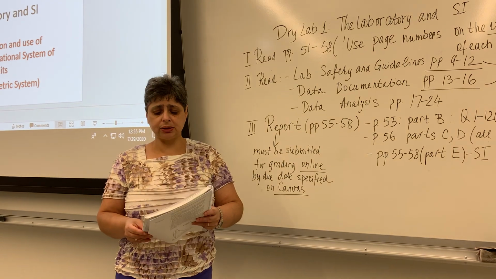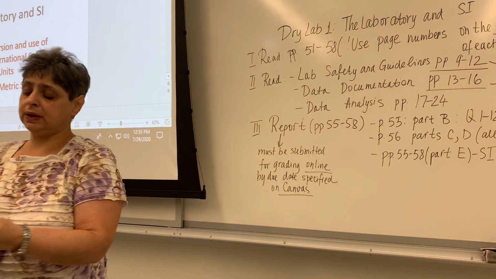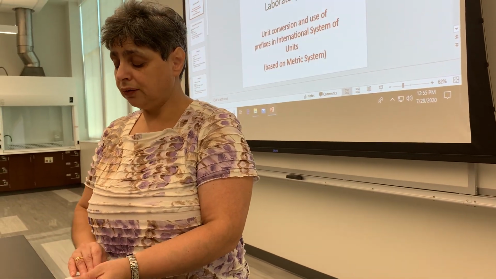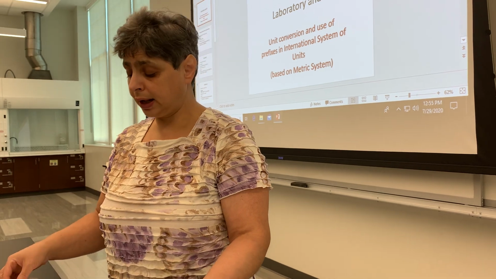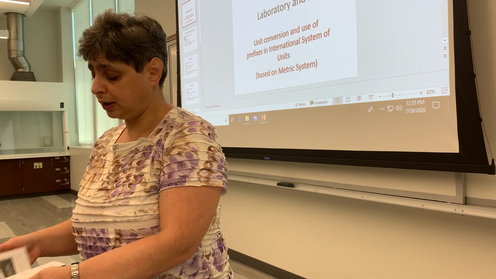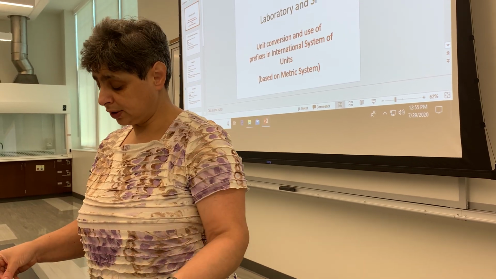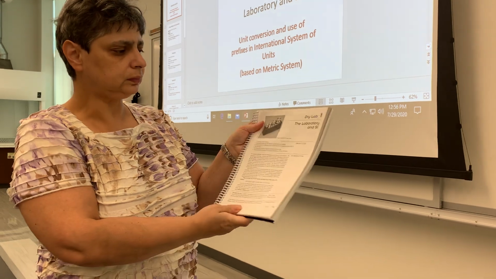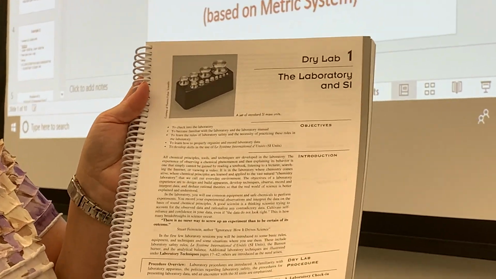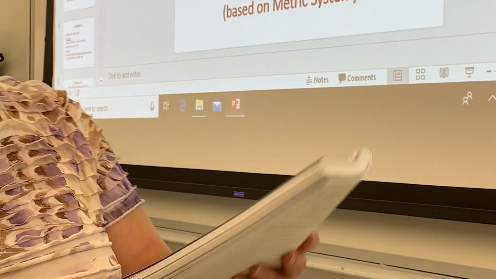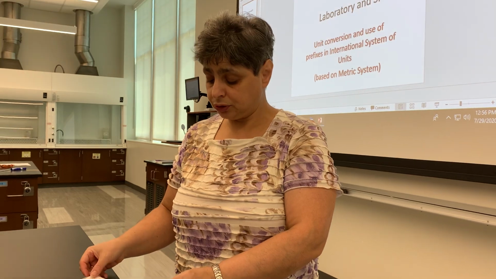Next we're going to talk about this Dry Lab 1. If you're watching this video, hopefully you have the book with you, and if you don't, you're able to pull out the handout for Dry Lab 1, Laboratorian SI, off of Canvas. So I'd like you to find page 51. That's the first page of this dry lab. It looks like this, with a bunch of little lab weights in the picture here, and there are a couple of things I would like to point out.